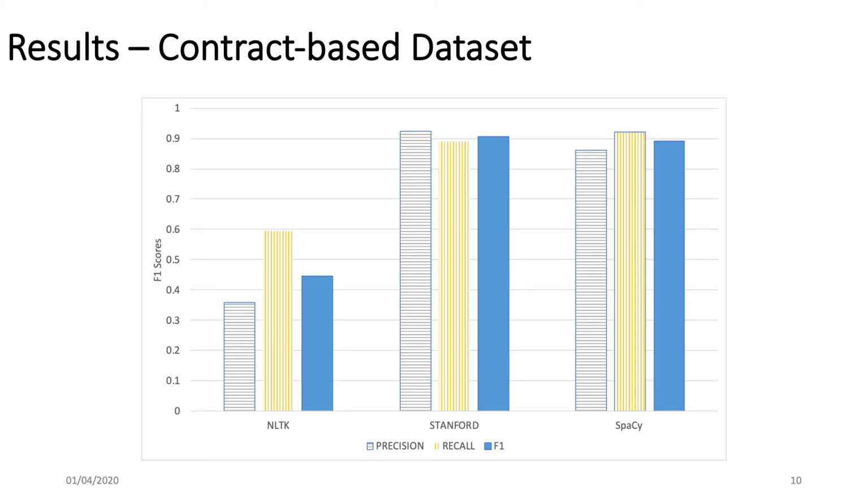If we look at the contract-based dataset results, we see that NLTK was also the worst performer of the three. But on the other hand, we see that Stanford Core NLP achieved an F1 score of over 0.9, while SPACY got very similar results. It was slightly below, but still both of these tools are very close to each other.